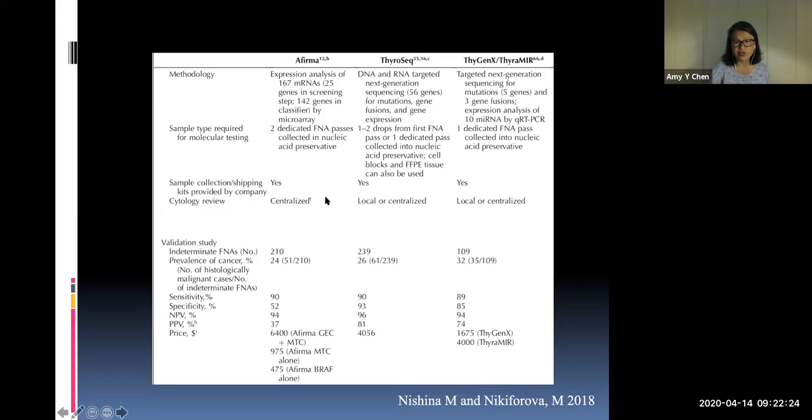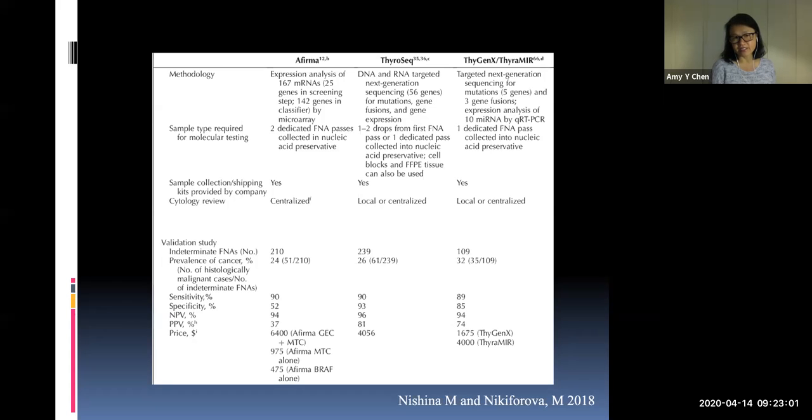The cytology review is local or centralized. At my institution, we do the analysis of the cytology in-house, and that is a determination that you have to make with ThyroSeq. If they feel confident in your in-house cytology review, they will allow you to do cytology review at your own institution rather than having it be sent to them for review. The way that I do it is that I collect the specimen with every biopsy that I do, and we save that little vial.